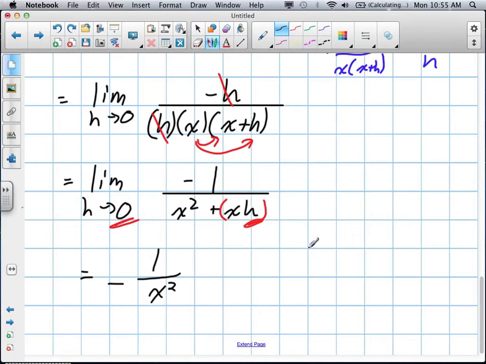Now remember, they asked us to find it at a value of x equal to 2. So when x is equal to 2, the slope of our equation is going to be negative 1 over 2 squared, which is negative 1 over 4. Okay. Now, when x is 2, we actually never went about finding out what the y value is. So what that y coordinate is in terms of the equation, not just the slope.